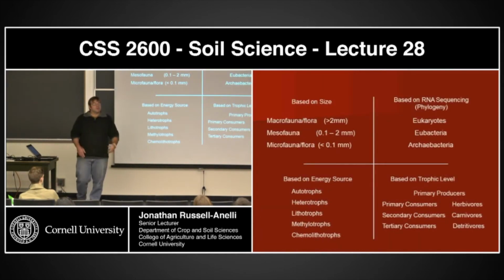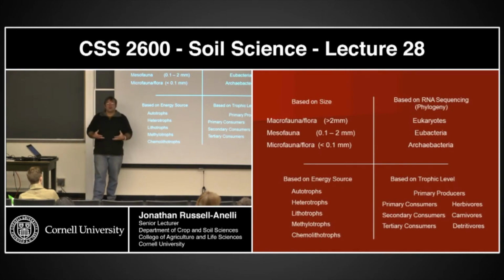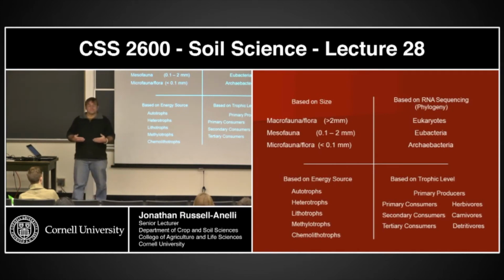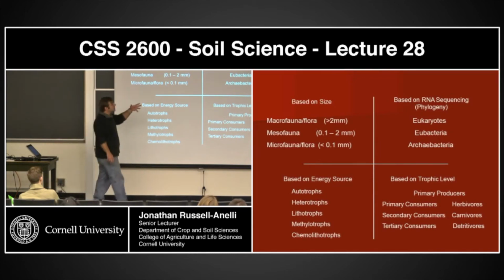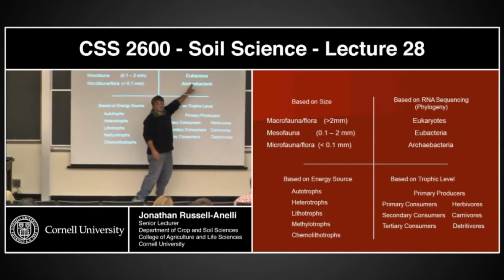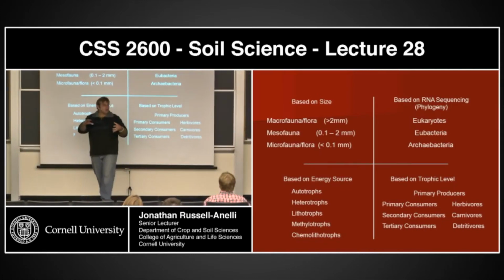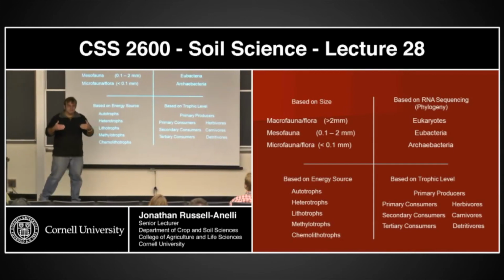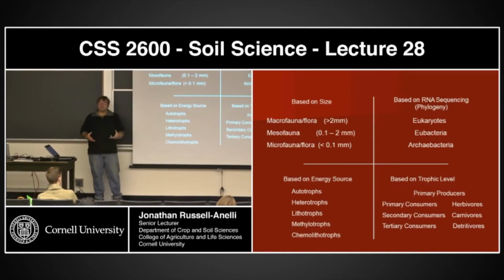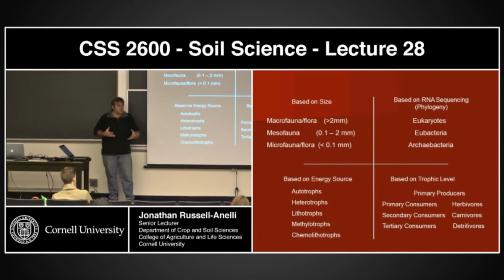All right. Now, let's take a next step. If we're interested in organisms, or in some function that these organisms serve, we're going to look at them in a particular way. As soil scientists and ecologists, we look at things in 4 different ways. We'll look at things based on their size, how big something is. We'll also look at them by their RNA sequences, the phylogeny, the evolutionary spectrum, how taxonomy links things together. We also look at things based on their energy sources: what are they eating, and how are they getting their energy?